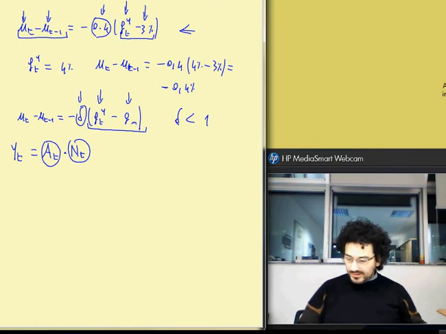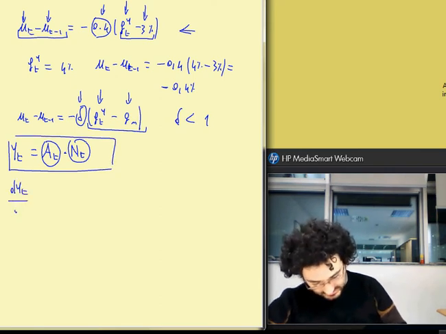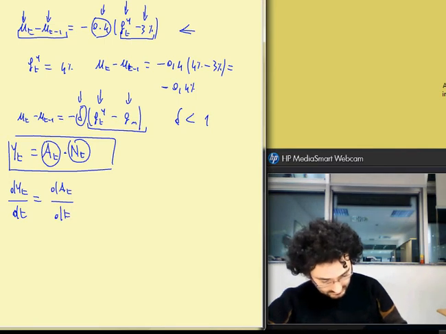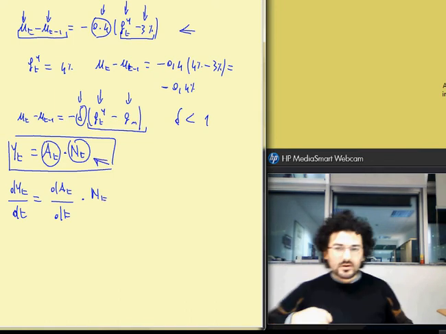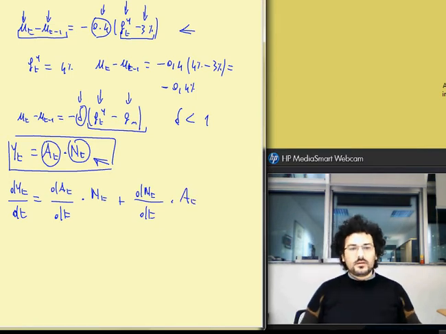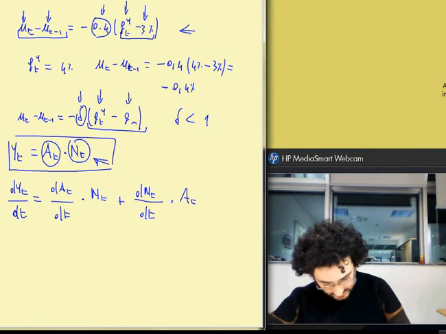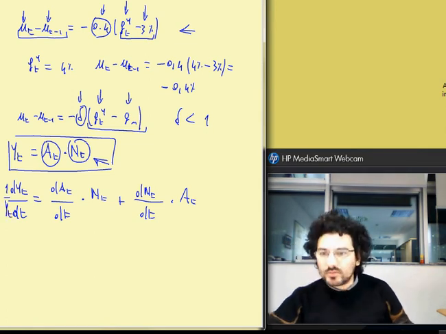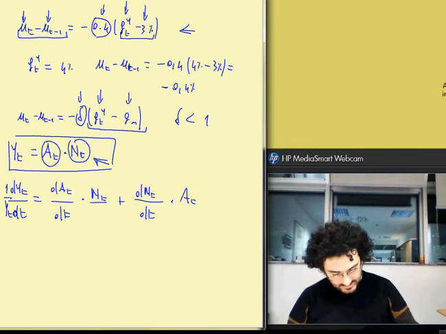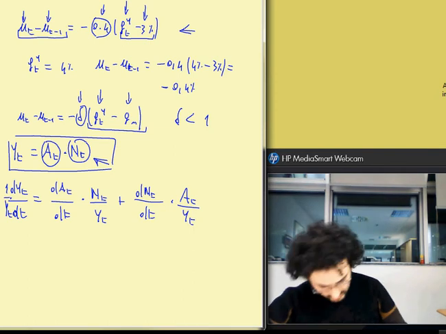We can differentiate this function with respect to time, and we have dY_t/dt equal to dA_t/dt times N_t, because this is a product between two functions of time, plus dN_t/dt times A_t. We can divide both sides of this equation by Y_t, and we get 1 over Y_t times dY_t/dt, and we can also divide the right hand side by Y_t.